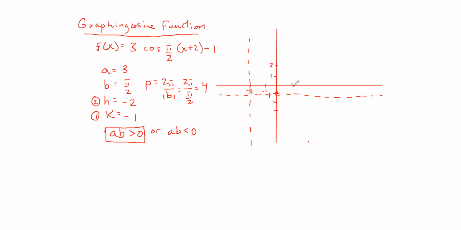The period is defined as 4, which means it's going to go forward 1, 2, 3, 4, ending at 2. And last but not least, for A, the amplitude is 3, meaning from the k you count 3 upwards and you count 3 downwards. So we have pretty much the same box.